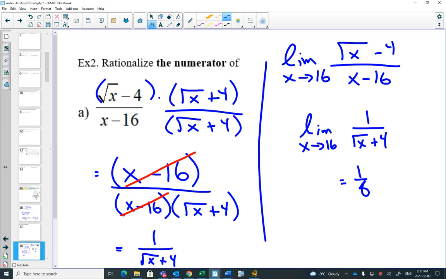Now, technically, at 16, this one's impossible, because it's a non-permissible value. We can't plug in 16 because we're not allowed to divide by 0. And this is what limits is really looking at. What are impossible values? And at those impossible values, as we get close to them, where would we expect to be?